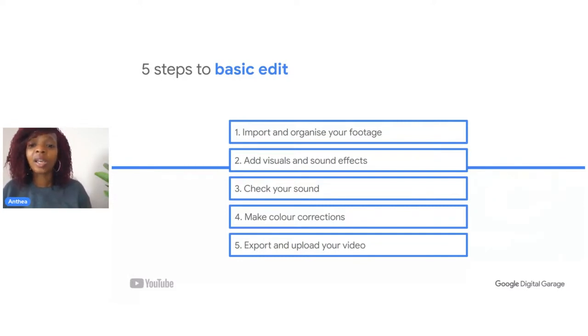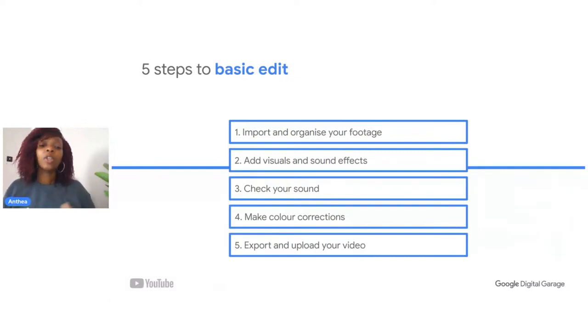Next is to check your sound. So check your audio. Try listening to your video with your eyes closed so that you can know where to adjust the volume of various elements, such as voices and sound effects and music, to make sure that they nicely blend together. Make any color corrections that you need. Depending on your project, you might do a little bit of fixing of brightness and changing a bit of color to match your shots, and adjust the color temperature to create a particular mood.